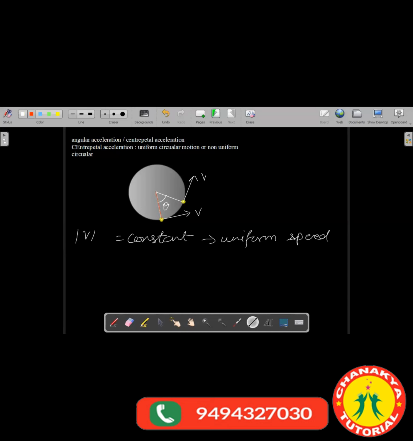Okay, so acceleration here always acts towards the center. This we had shown with the help of the parallelogram law. Still, we can use the parallelogram law to find out or to check that.